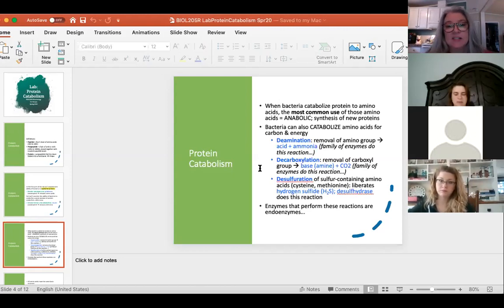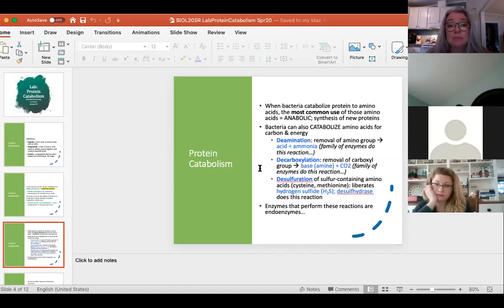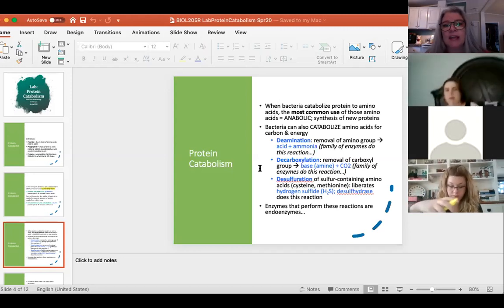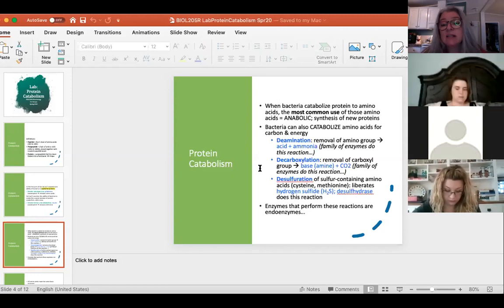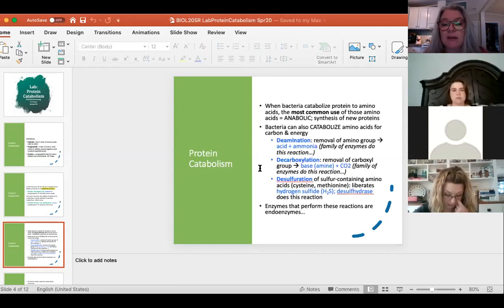Now, the third process for breaking down amino acids only applies to a couple of amino acids. Remember, there are 20 of them altogether. This one only applies to amino acids that contain sulfur, and hence the name desulfuration. For example, cysteine has sulfur in it, methionine has sulfur in it, tryptophan, I believe, has sulfur in it. So a handful of our amino acids contain sulfur, and some of our microbes can go through this process of desulfuration to break those amino acids down.